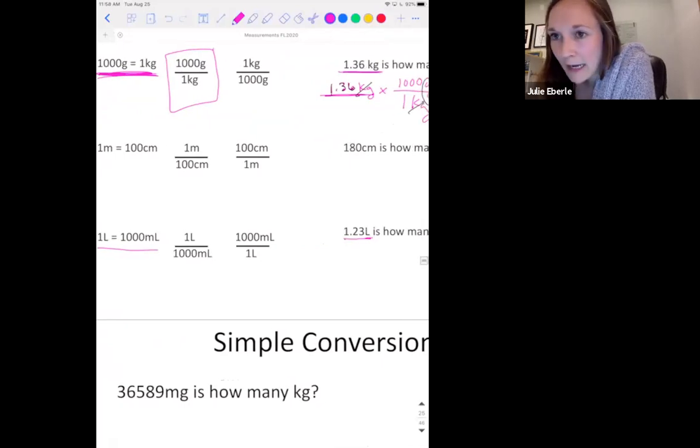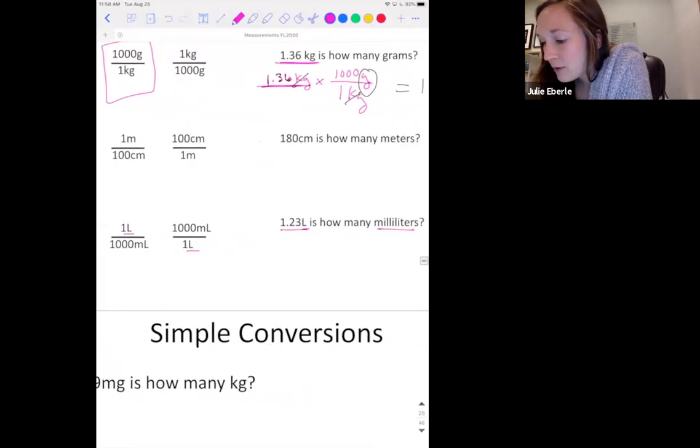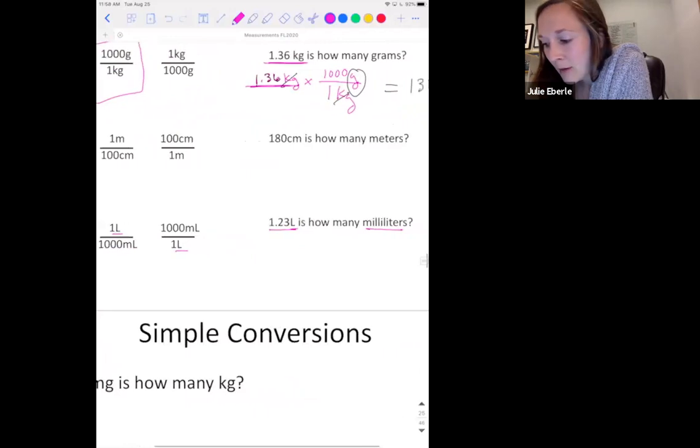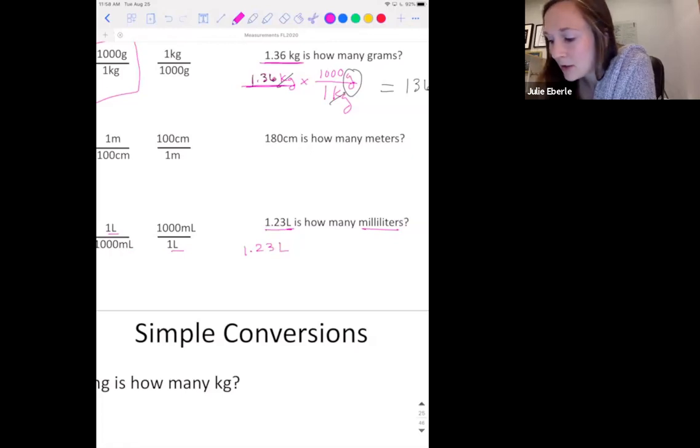Now, I want you to write it as a factor. Well, there's 2 ways you could do that. You could put liters on top, or you could put liters on bottom. And we'll pick one of these 2 in just a second. So I'm going to start with my number given. I'm going to do the conversion problem now. I'm going to convert from liters to milliliters. So if I have 1.23 liters, I have a little bit over a liter. How many milliliters is that?